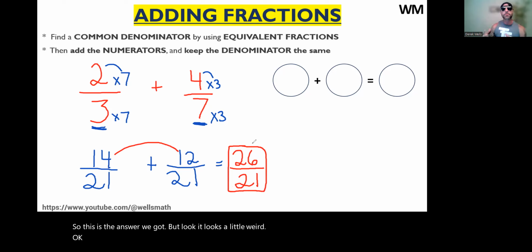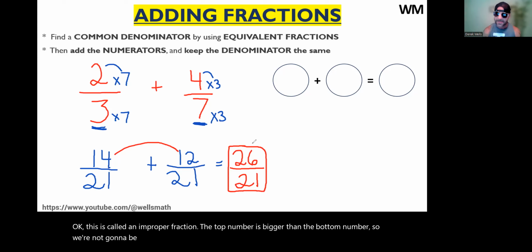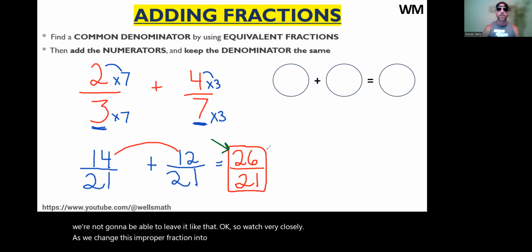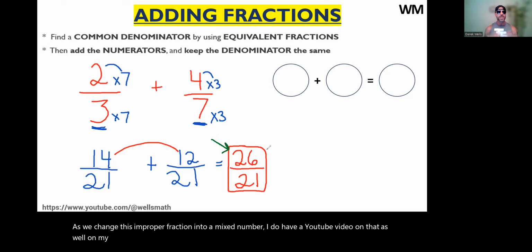So this is the answer we got, but look, it looks a little weird, okay? This is called an improper fraction. The top number is bigger than the bottom number, so we're not going to be able to leave it like that, okay? So watch very closely as we change this improper fraction into a mixed number. I do have a YouTube video on that as well on my channel. Go check that out. I work several problems about how to do this, but it's really not that bad.